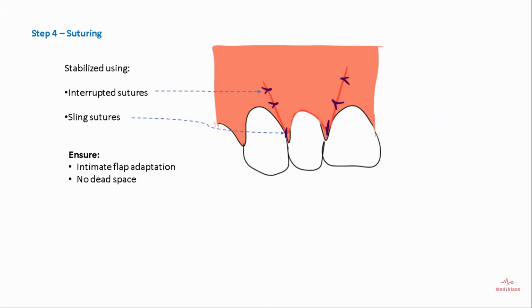Fourth step involves suturing. The flap is stabilized using interrupted and sling sutures. This ensures intimate flap adaptation and no dead space is seen.